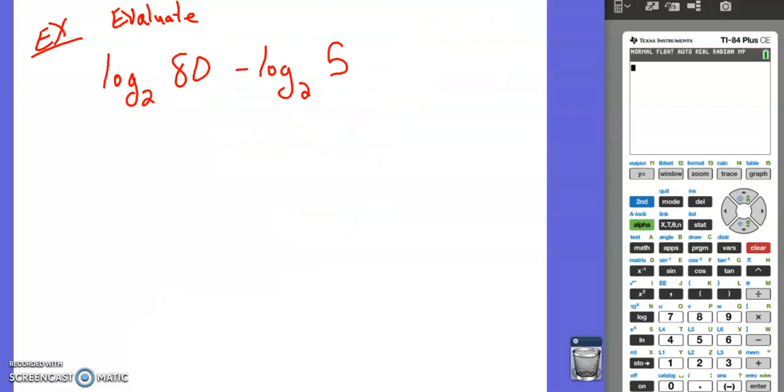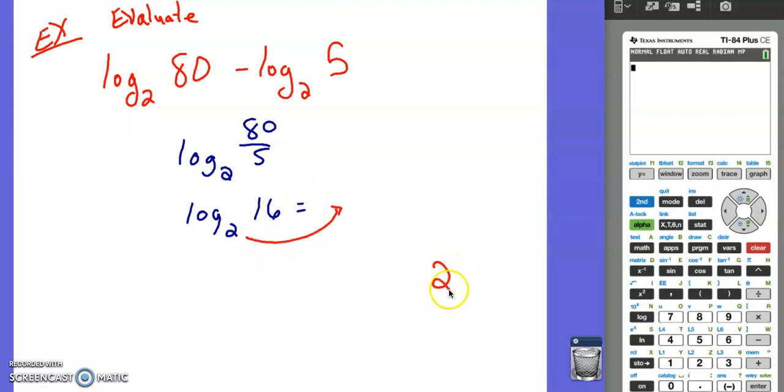All right, let's look at another one. Here again, the bases are log base 2, and then I have 80 subtract 5. That's the same thing as log base 2 of 80 divided by 5. And if you reduce that, that's the same thing as log base 2 of 16. If I evaluate that, I'm looking for 2 to some number that gives me 16. I know that's 2 to the 4. So I know this answer is 4.